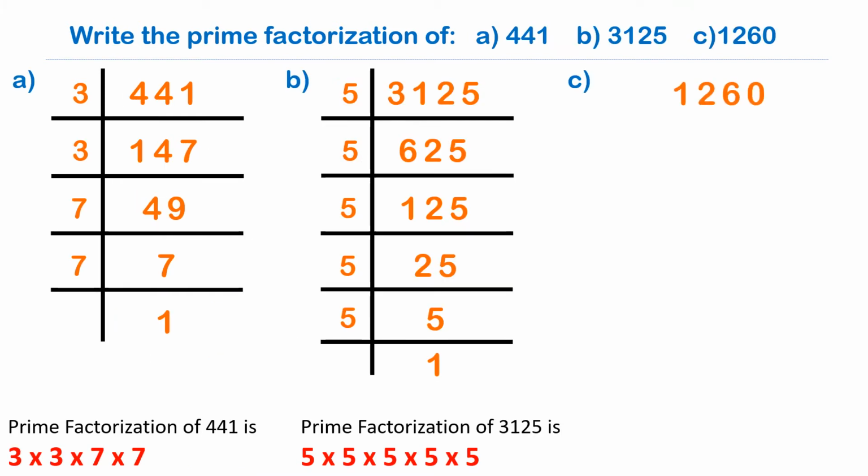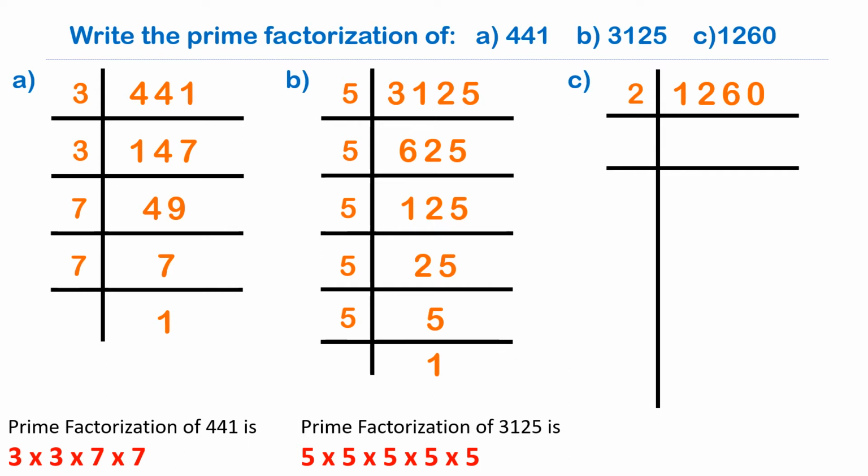Now let's solve another example. Question number C, 1260. 1260 is an even number, so it is divisible by 2. Write 2 to the left of 1260 and divide. If we divide 1260 by 2, we get 630. 630 is also an even number, so it is divisible by 2. So write 2 to the left of 630 and divide. We get 315.